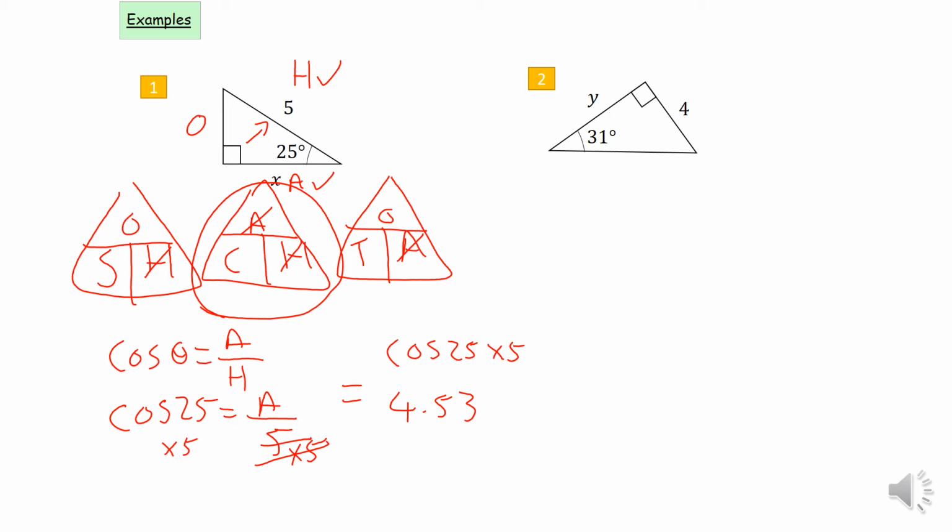Right, I'm going to do the same thing for the second question. So the first step was always to label the triangle. So opposite the right angle is my hypotenuse. The side in between the angle given and the right angle is the adjacent, and the one opposite the given angle is the opposite. Again, we will need to draw out our three triangles.